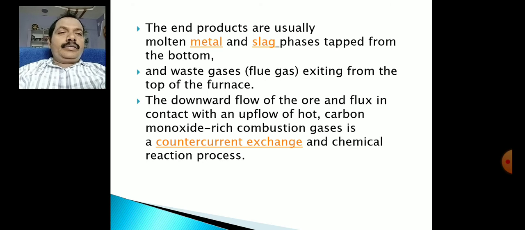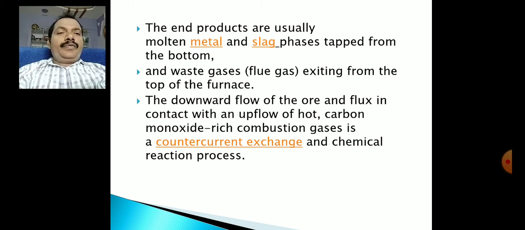And those two, molten metal and slag, both are collected into vessels, and waste gases, that is the flue gases, exit from the top of the furnace.